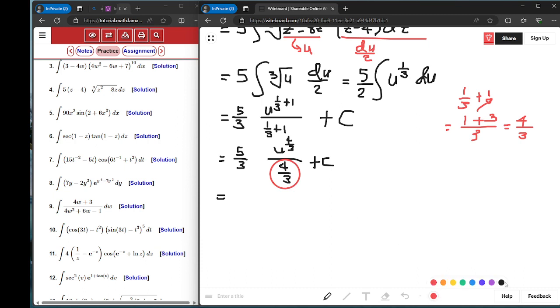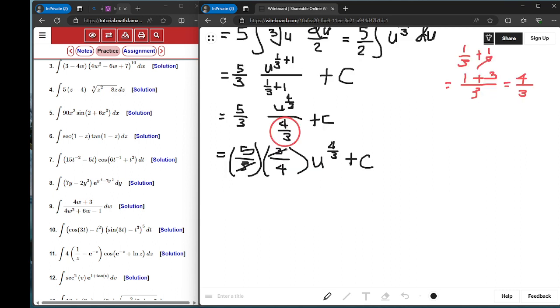What I mean is that that's 5 over 3. So we can multiply it, since it's the denominator, by the reciprocal. So that's 3 over 4. Then multiply by u to the power of 4 over 3 plus c. The 3 can be cancelled out. So what would be left is 5 over 4 u to the power of 4 over 3 plus c.